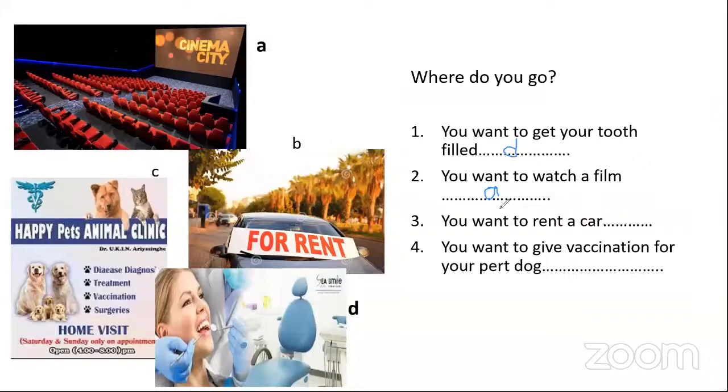Did you get the second answer? You want to watch a film. So the place where we go is A, Cinema City. The place where we go to see a film is a cinema city. Try to write the answer for number 3.